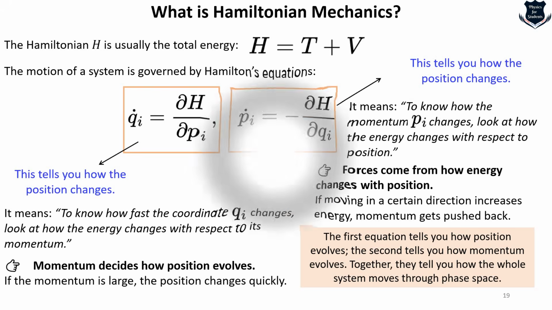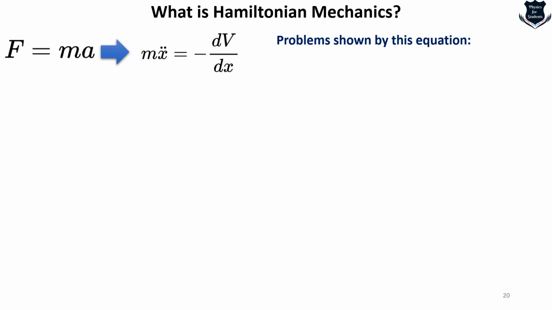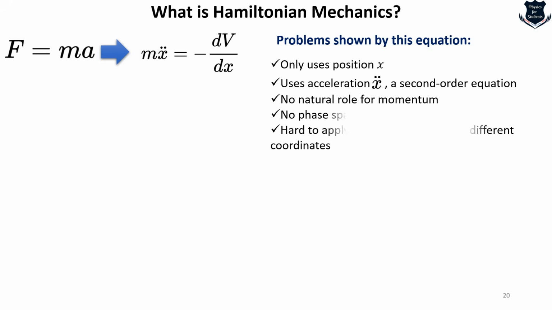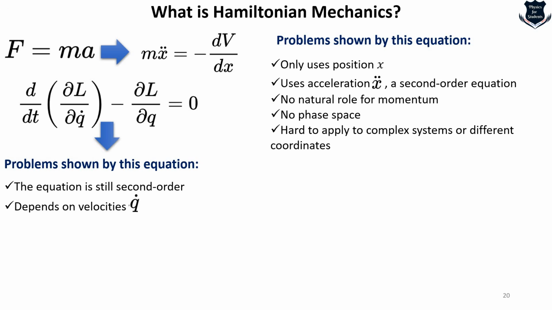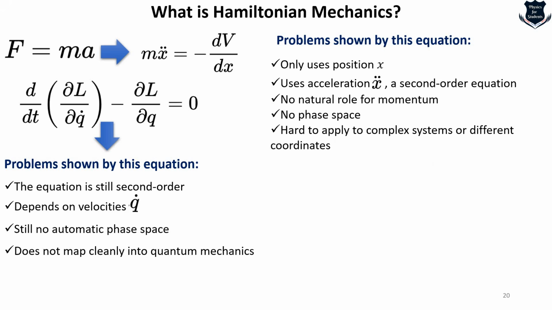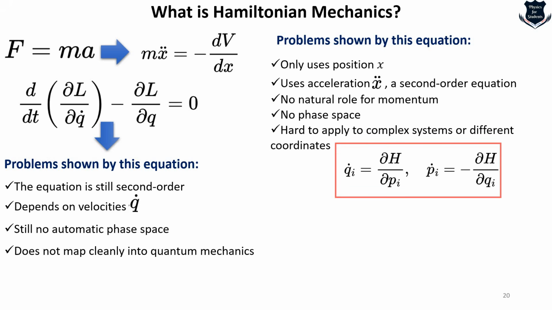So from here, when we're talking of Hamiltonian mechanics, we can say that F equals ma leads to this. But this equation has brought problems. It only uses position, uses acceleration, has no natural role of momentum, no phase space, and is sometimes very difficult to calculate for different coordinates. The Euler-Lagrange equation also has certain problems. It is still second order, depends on velocities, still has no automatic phase space, and it does not transition smoothly to quantum mechanics. Now comes the big brother, that is Hamiltonian mechanics.